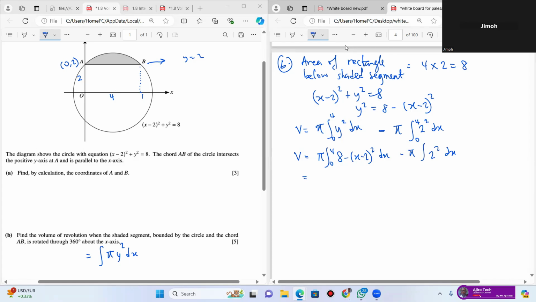Okay, equal to, now this is pi, integral 8 is 8x. And to integrate this one is a negative x minus 2 cubed, no more dx. This is from 0 to 4. Minus pi. This is 4. So I have 4x. If I integrate 4, I have 4x from 0 to 4.